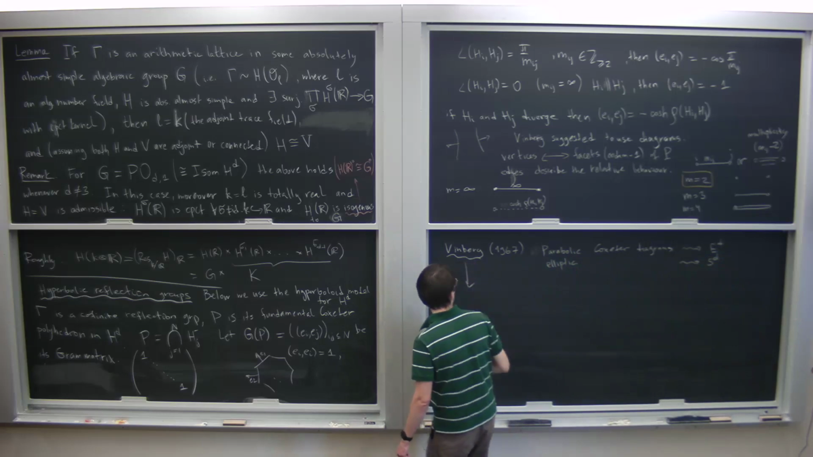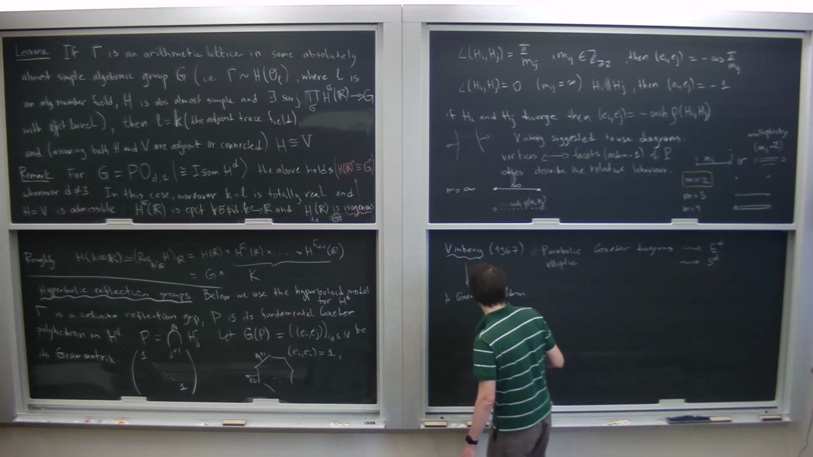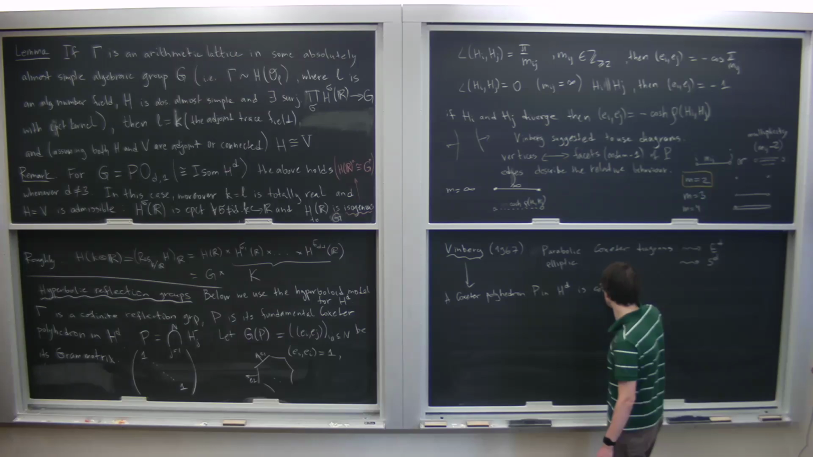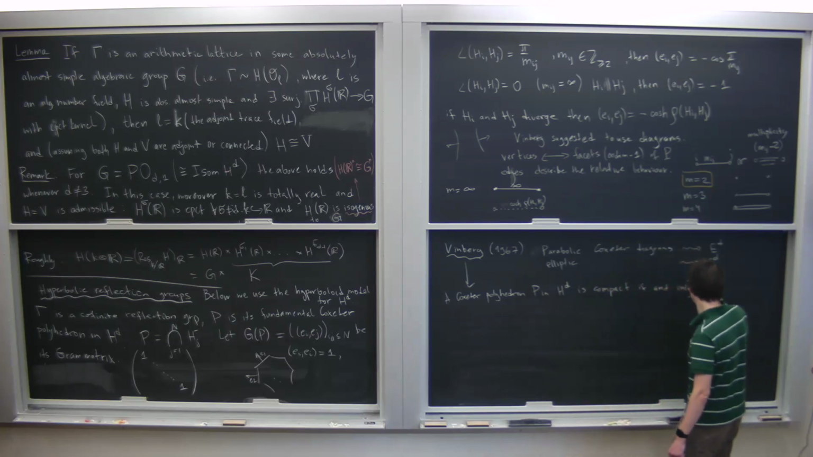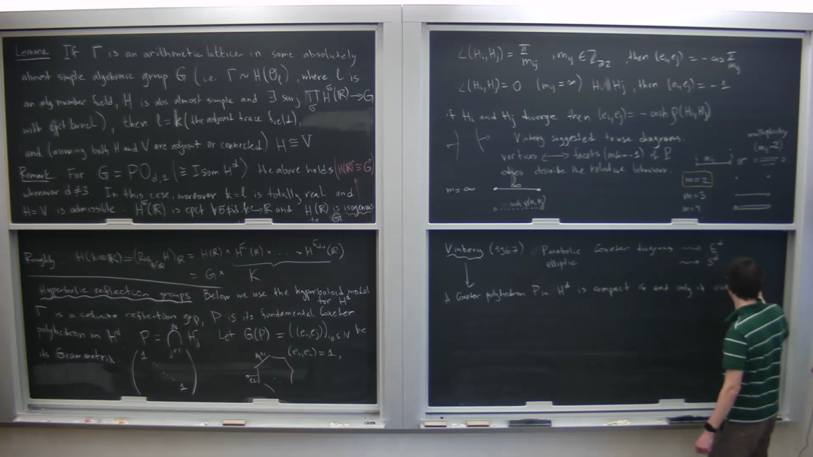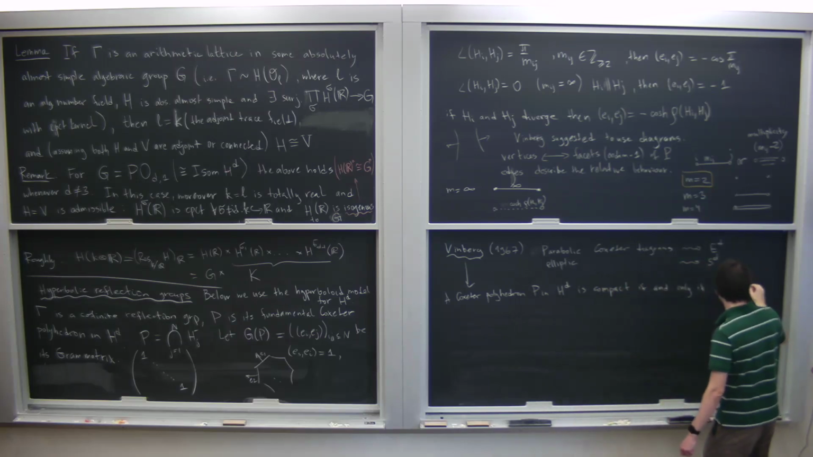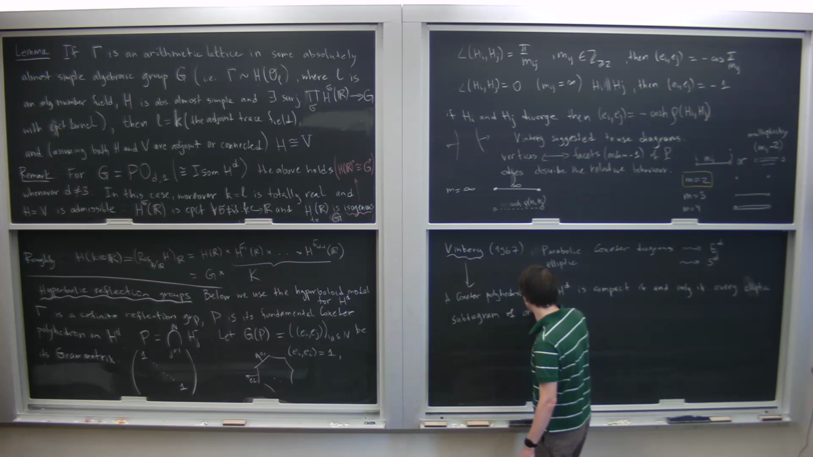Then Vinberg says the following: a Coxeter polyhedron P in H^d is compact if and only if every elliptic subdiagram of order d minus 1 can be extended to an elliptic subdiagram of order d in precisely two ways.